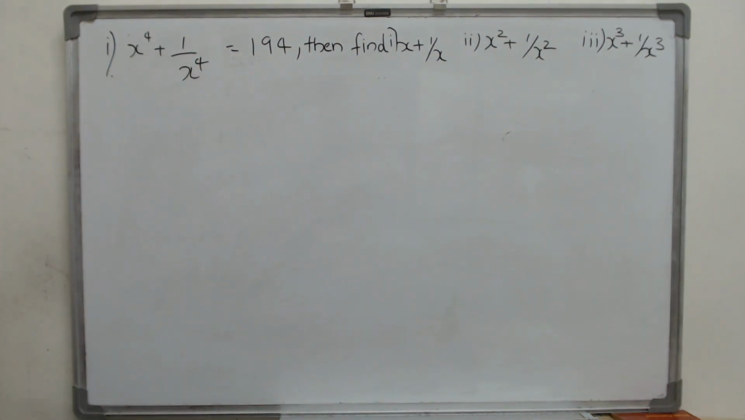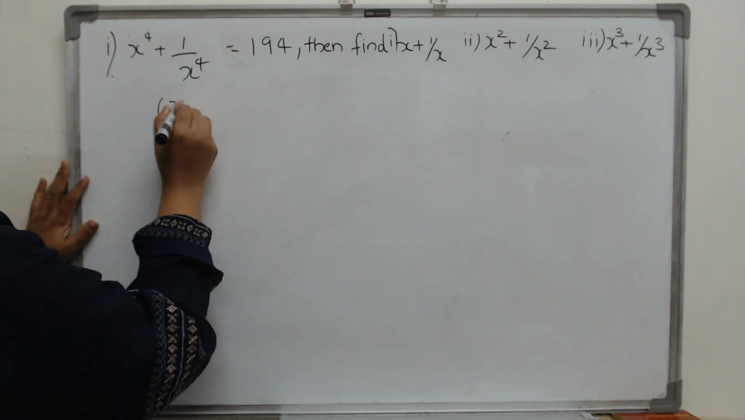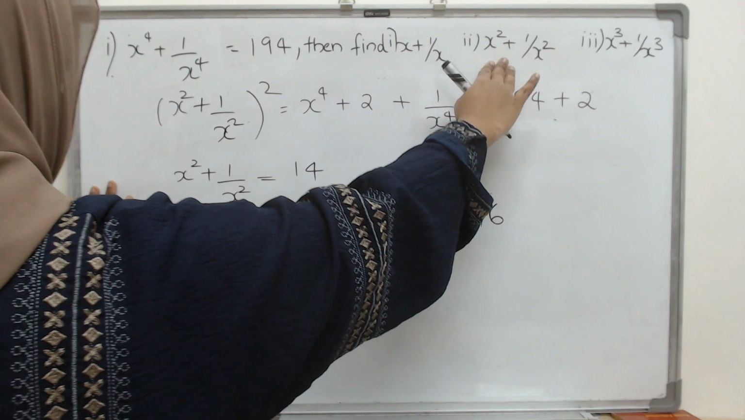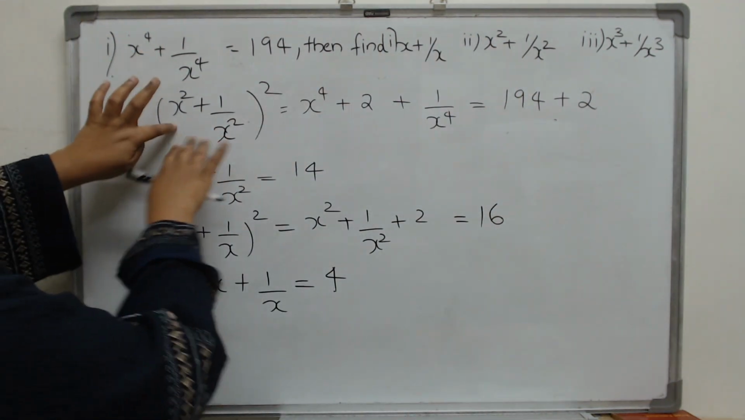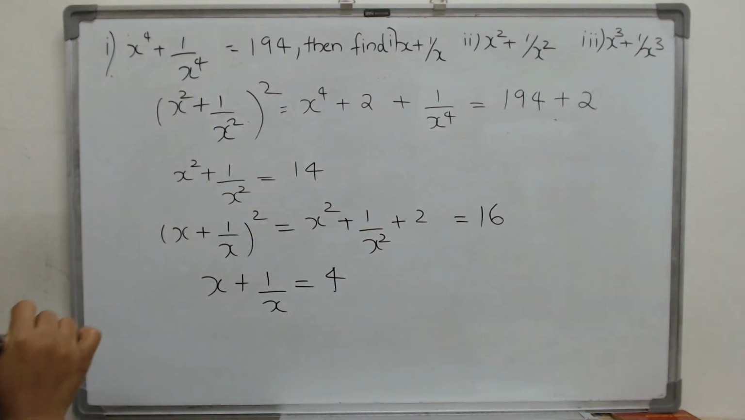So that will be a good place to start. We will square it and see where it takes us. Now taking and squaring this term, what do you get? Square of the first term, square of the second term. What about the middle term?